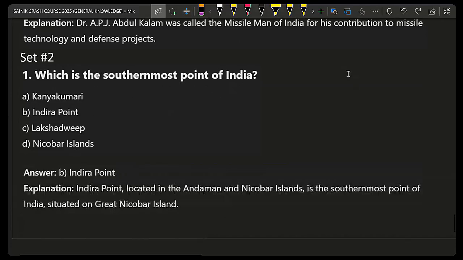Indira Point, located in the Andaman and Nicobar Islands, is the southernmost point of India, situated on Great Nicobar Island. So you can remember this: the Indira Point, which is the southernmost tip of India, is located on which island? Great Nicobar Island. Next question.